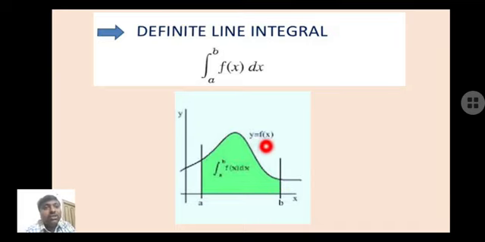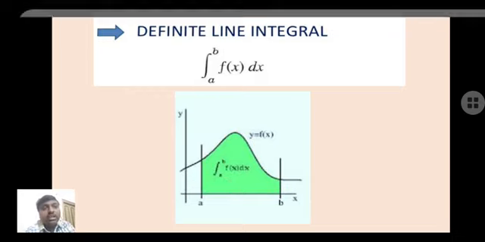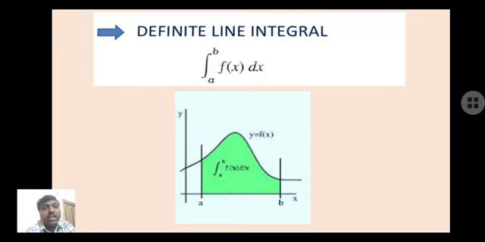Here y is equal to f of x is the given curve and the limits a and b are nothing but x equal to a and x equal to b. So the region shaded in green color represents the value of the integration.